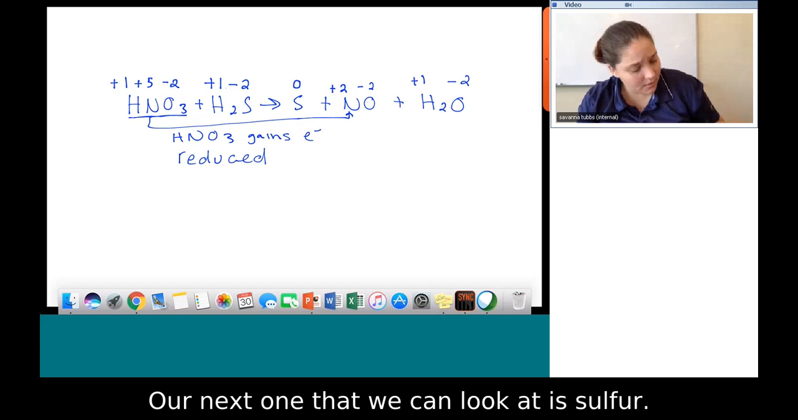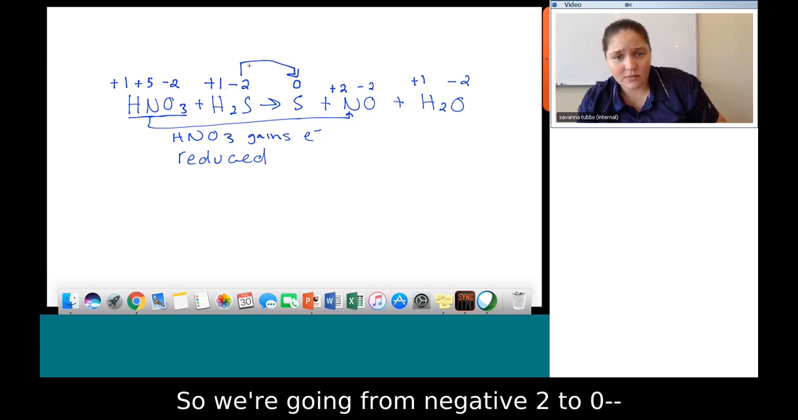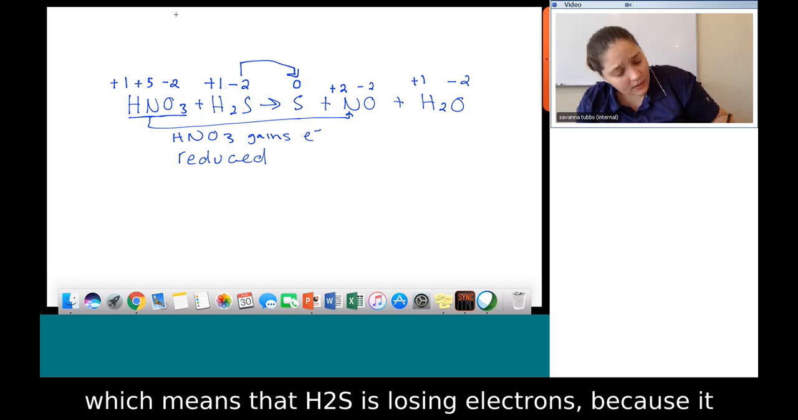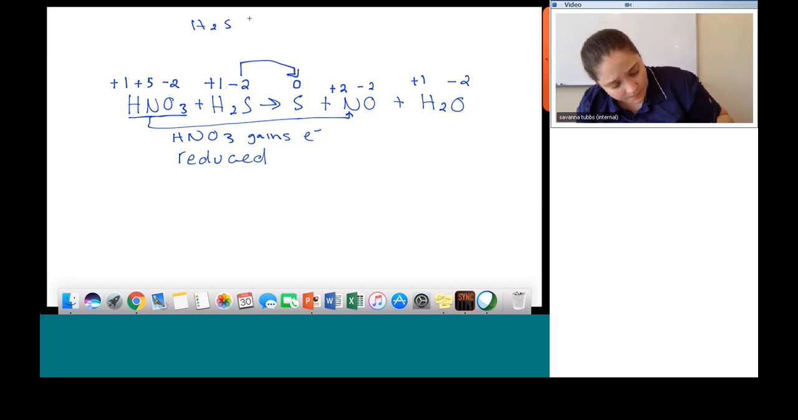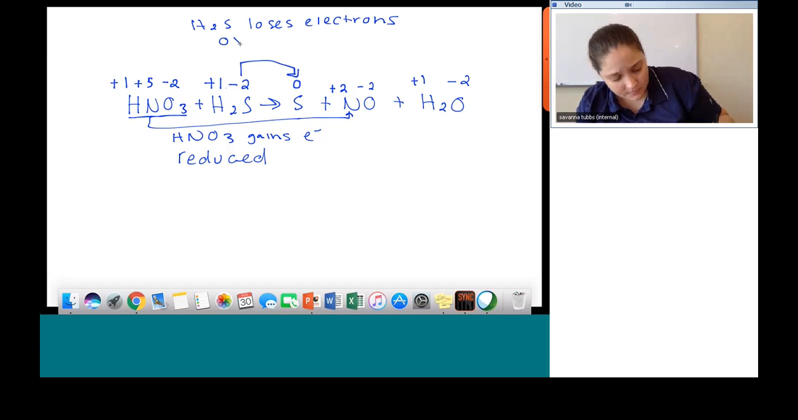Our next one that we can look at is sulfur. Our sulfur is going from -2 to 0. Sorry, it's a really ugly line. Which means that H2S is losing electrons because it's becoming more positive. And so when it loses electrons, it is oxidized.